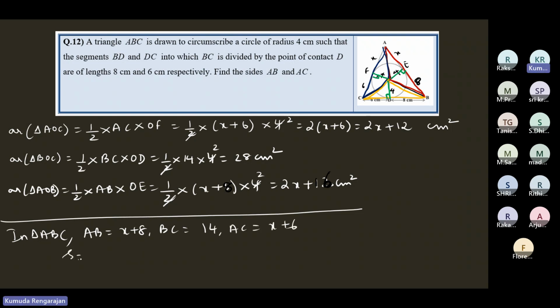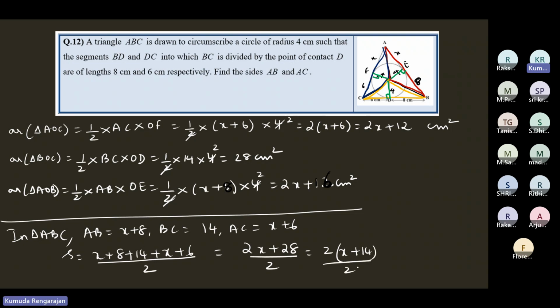So semi-perimeter is equal to add all the three sides and divide by 2. Semi-perimeter is equal to perimeter by 2. S is equal to A plus B plus C by 2. So that is 2x plus 28 by 2. You can take out 2 common, and you'll get x plus 14 by 2. 2 gets cancelled. So x plus 14 is the semi-perimeter. Understood, children?